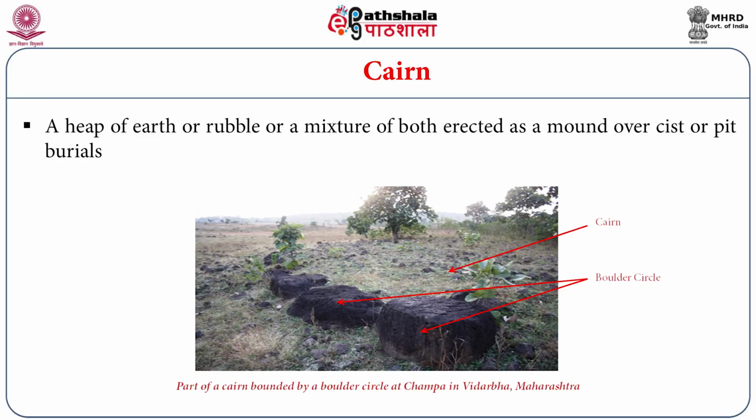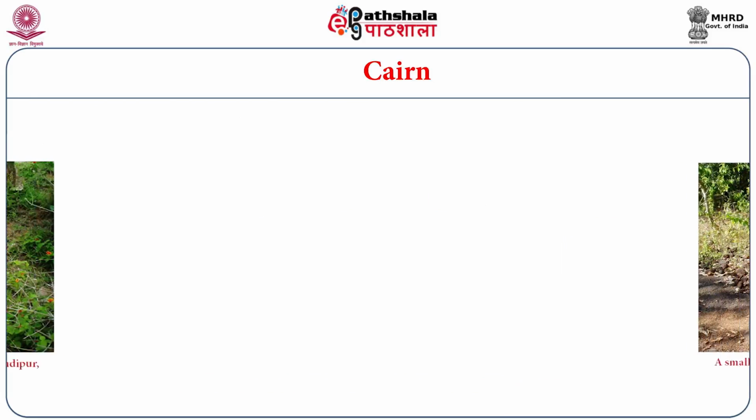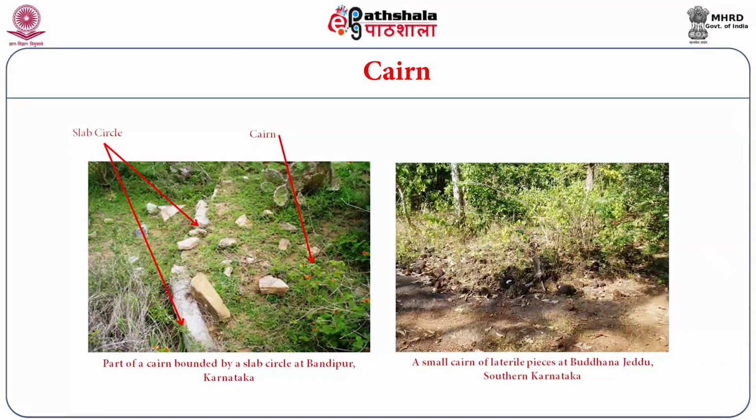This is treated as a separate burial type. You find this kind of burial type all over southern India. This particular example comes from Vidarbha in Maharashtra. Another example of cairn with slab circles, and you can see the loose cairn. They are found all over. Sometimes they are so disturbed you may not be able to understand their existence. You have to carefully look into the area to identify them. These two examples are from Karnataka.